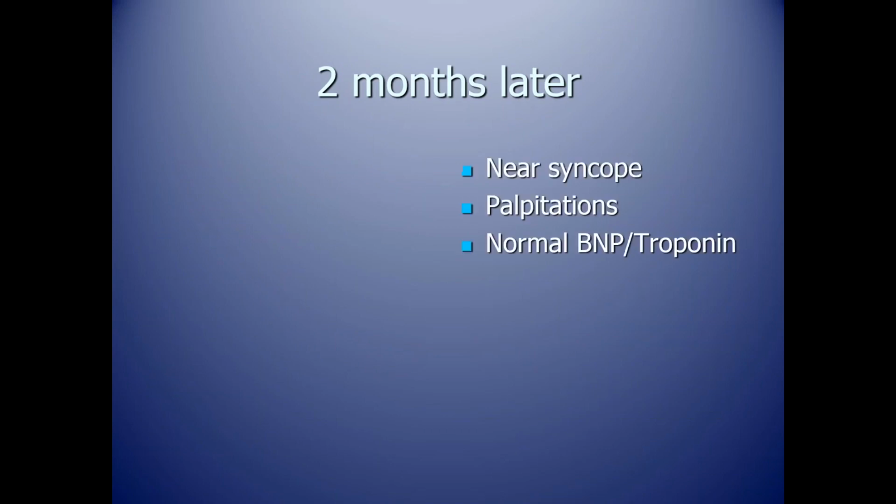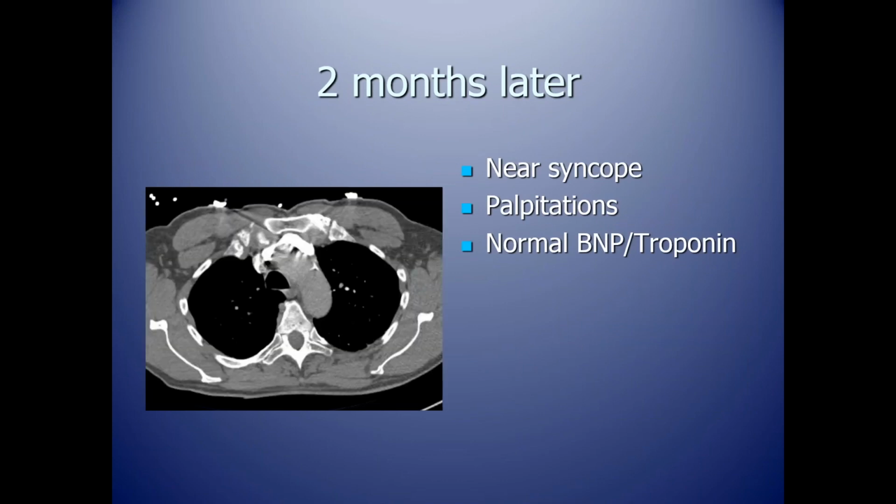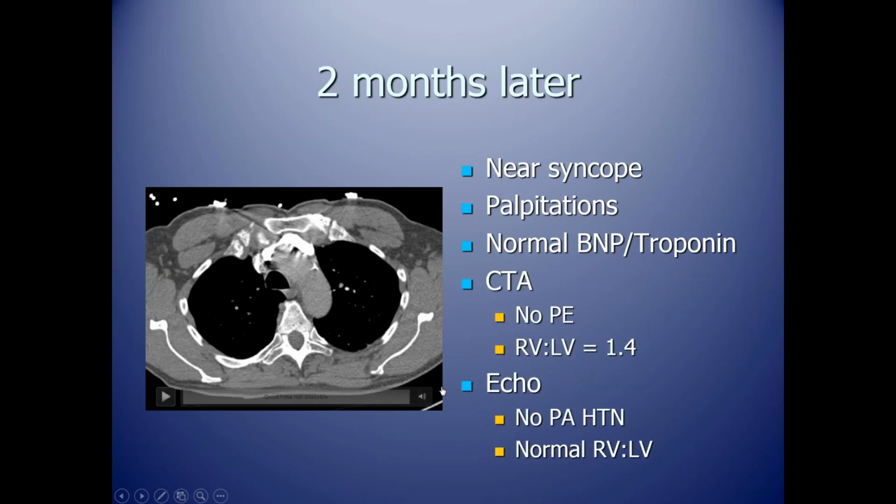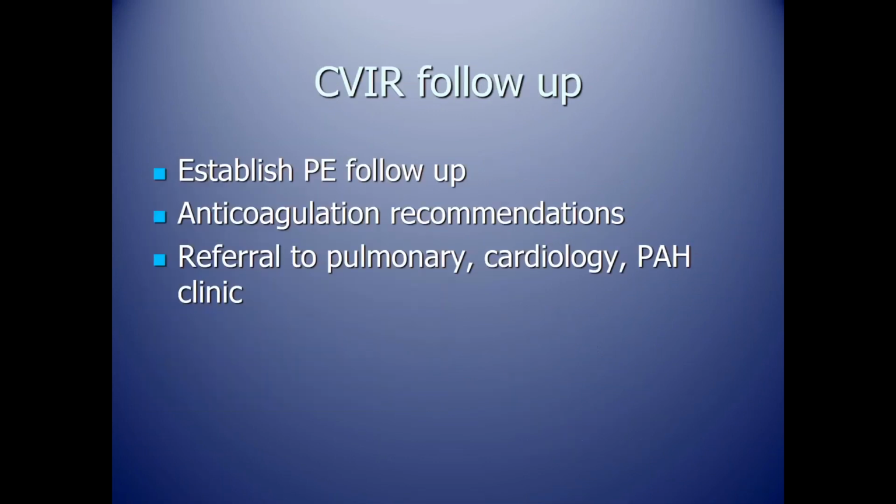Two months later, he came back to the ED with some symptoms, near syncope, palpitations, but he had normal BNP and troponin as opposed to the last time, and he had this CT. Again, for some reason that video is not showing, but his CT showed no pulmonary embolism, but he had some RV dysfunction with an RV-LV ratio of 1.4. We did check with an echo. They didn't think he had RV dysfunction, and he didn't have any pulmonary hypertension reportedly on his echo.